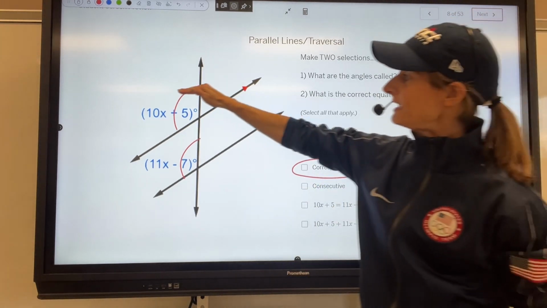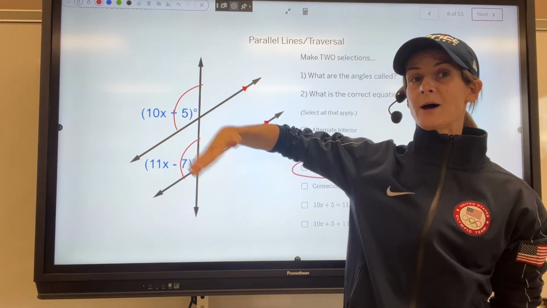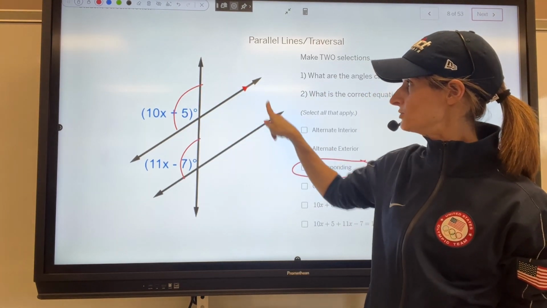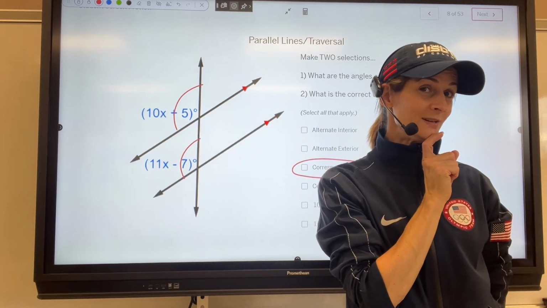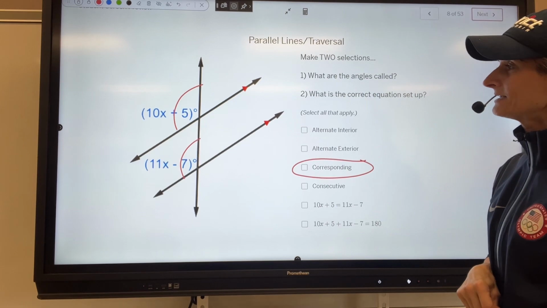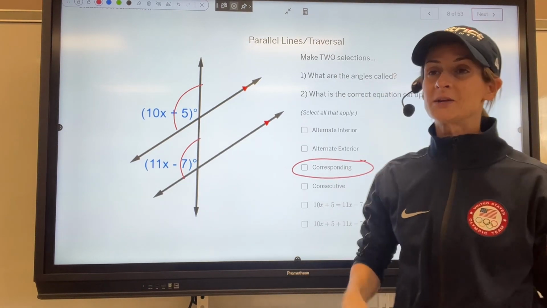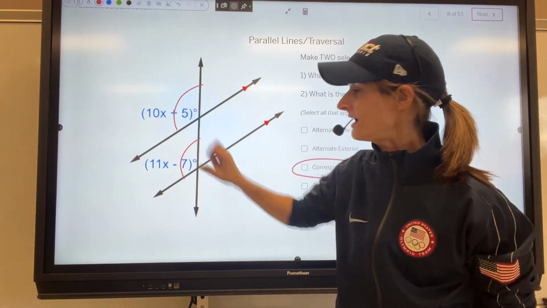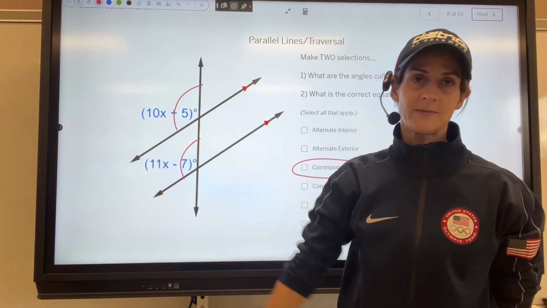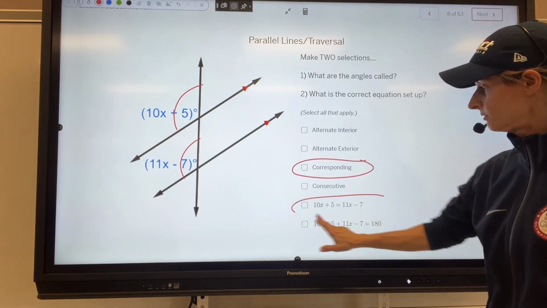And corresponding angles are what when the lines are parallel? We know they're parallel because these two triangles here. They are congruent. So because they're congruent, they're the same. How do we say things are the same in math? We write an equation. So 10x plus 5 equals 11x minus 7, and then we'd solve it. So they're equal. Are we good?